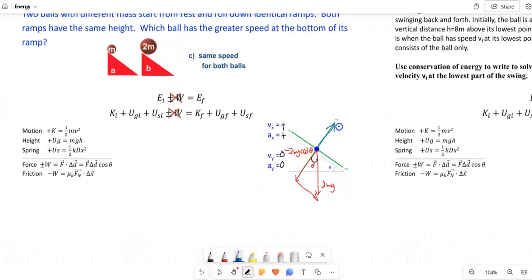The normal force is pointing in the positive y direction. Negative 2 mg cosine of theta is pointing in the negative direction. The only thing causing it to speed up is 2 mg sine of theta, and that's moving in the positive x direction. So since this is the only thing pointing in the same direction as the velocity vector, and that is caused by a conservative force, we just have to deal with potential energy.